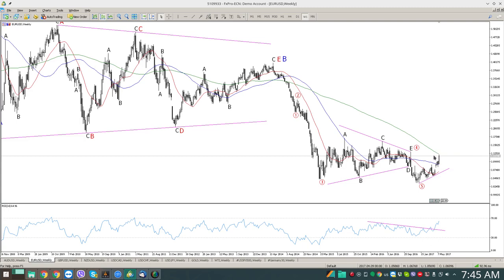But for that to play out, we need to see prices breaking above this long-term 144-week SMA. We can see on the RSI that we have a clear break of a declining trend line, which certainly changes the long-term momentum of the pair. But for now, and as long as prices remain below this SMA, we just have to be cautious.